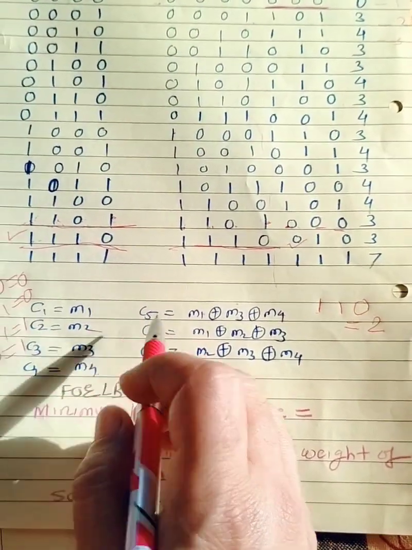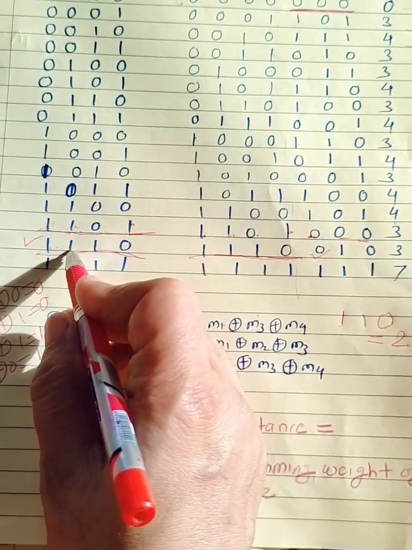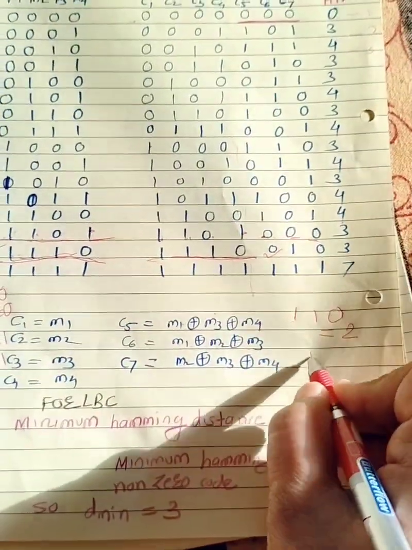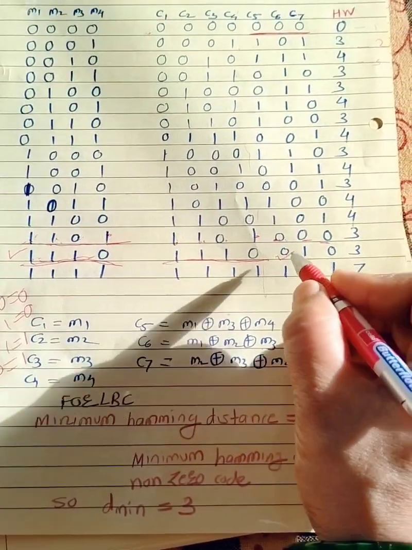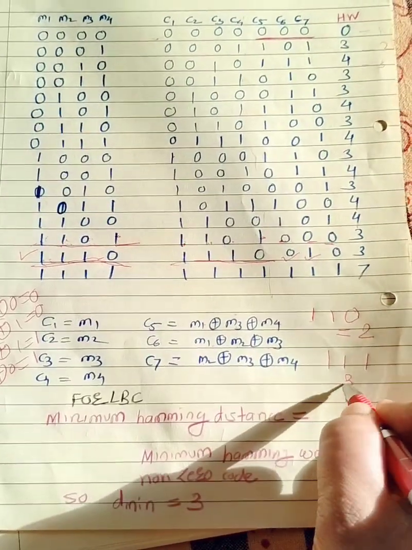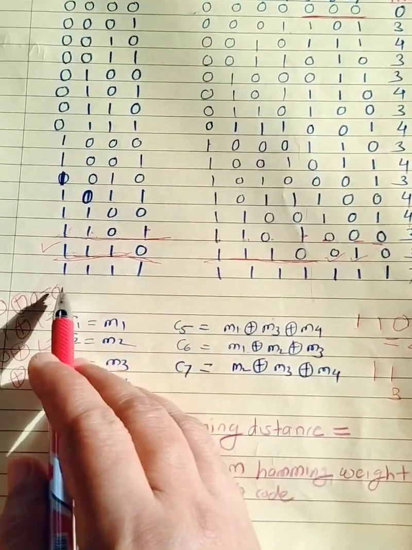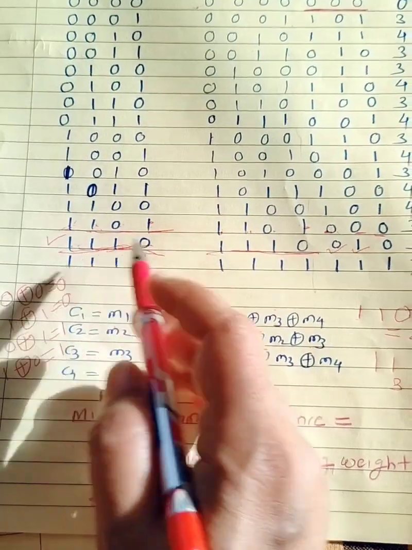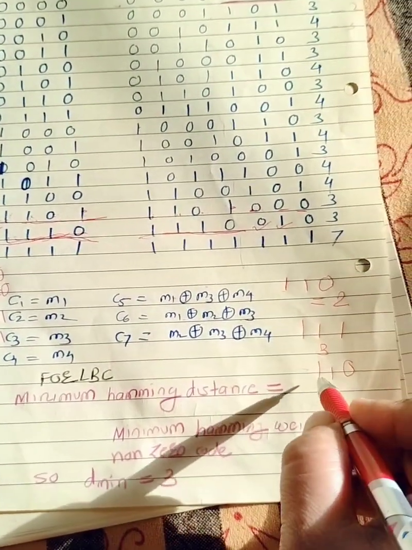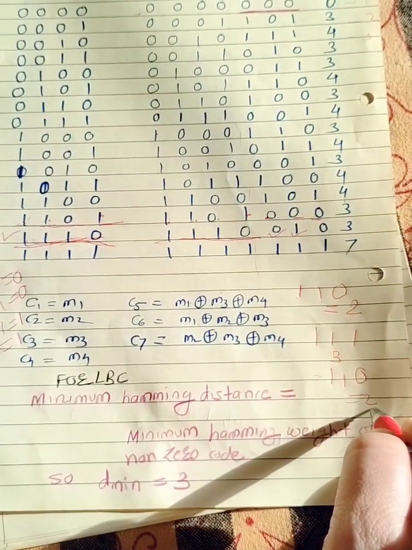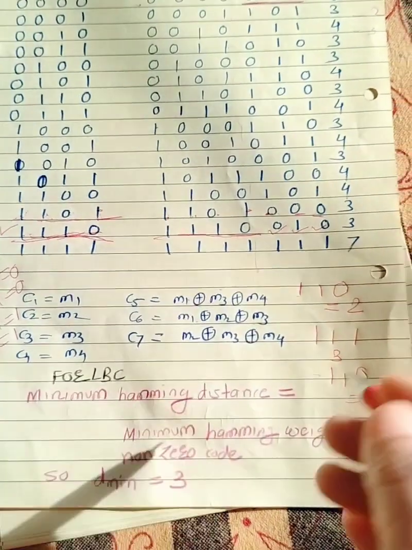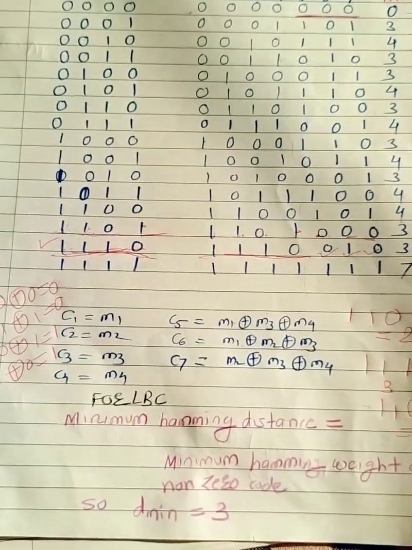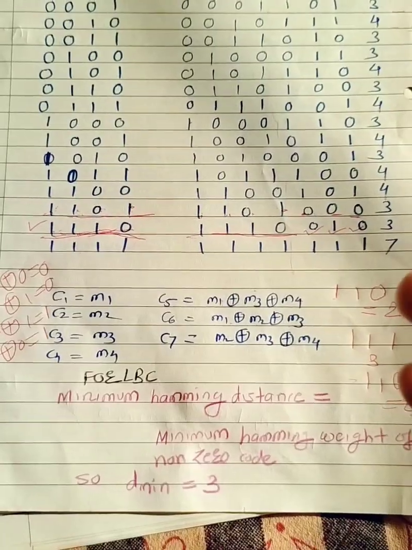After that let us see C6. For C6 you have to take these three, M1 M2 M3. So 1 1 1. Odd ones are there, so the answer will be 1. Here 3 ones are there, so odd ones. After that C7 is M2 M3 M4, these three. So 1 1 0, even ones, so the answer will be 0. That means if odd ones are there you write 1, if even ones are there you write 0. That will be a very fast method to complete this table.